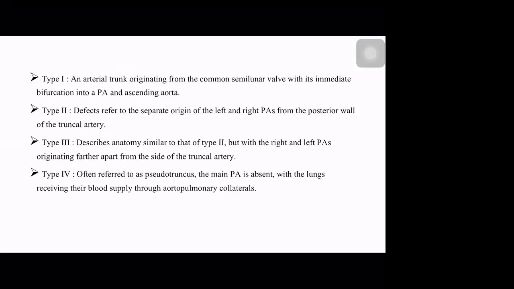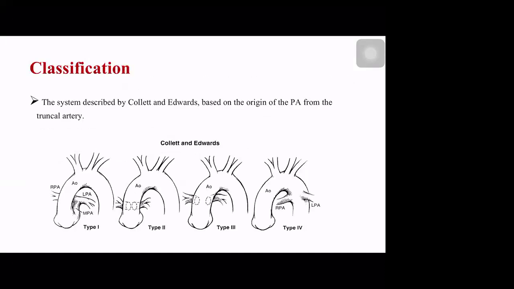Type 3 describes anatomy similar to that of type 2, but with the right and left PAs originating further apart from the side of the truncal artery. So you can see in this picture that type 2 and type 3 look almost similar. But the difference in type 3 is that the branch PAs are originating further apart from the level of the semilunar valve. At the same time, they are originating from the side of the truncal artery.